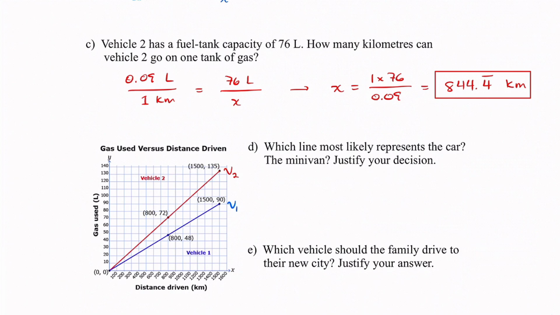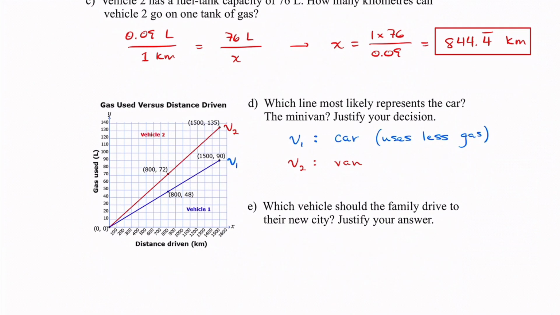And if you think about cars and minivans, most likely a car is going to get better fuel economy. So we can say that V1, the blue line, is going to be the car, and then the red line, the V2, that is going to be the minivan. And then again, the reason was because the car uses, or should use in most cases, less gas.